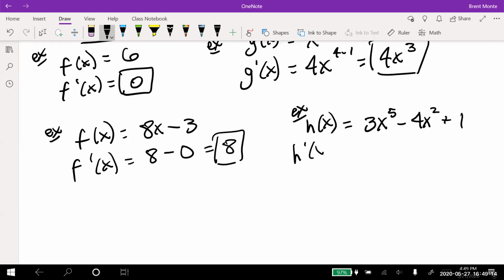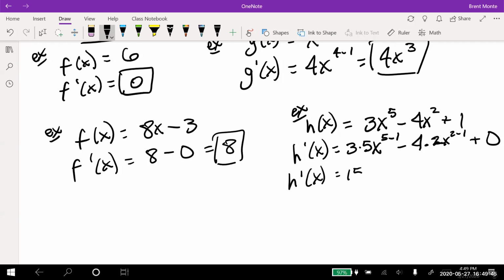So when I take the derivative, now showing the steps, again, you might want to skip and just go right to the answer, but the 3's a constant multiple times this x to the 5th, so it's going to stay. But I bring down the 5, and I drop the 5 by 1. And I do the same with the 4. Bring down the 2, drop the exponent by 1. The 1 over here's a constant, that just goes to 0. But ideally in your head, you just thought, oh, 5 times 3 is 15, drop the exponent 1, minus 8x, done.